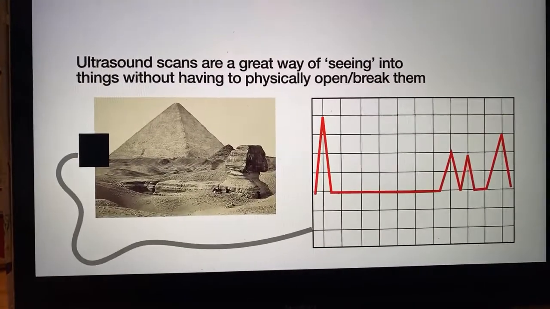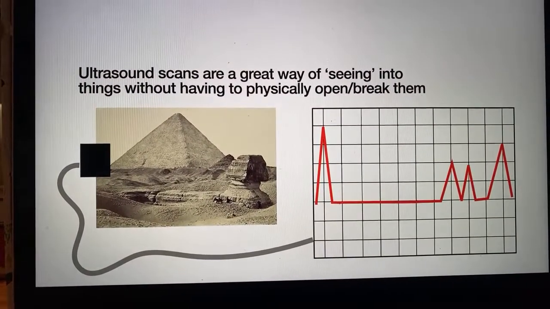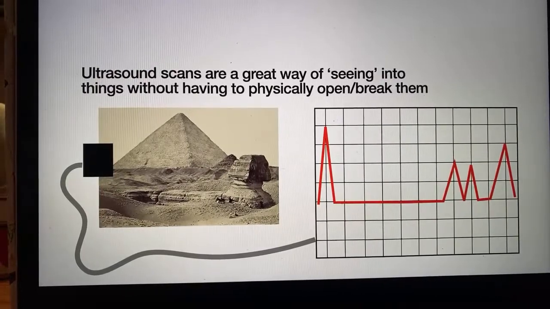So they literally just got a transducer, stuck it on the side of a pyramid. I don't know if that's literally. But yeah, it allowed them to detect things that were inside the pyramid without having to actually go in. So they got a trace, I don't know, looks a little bit like this.